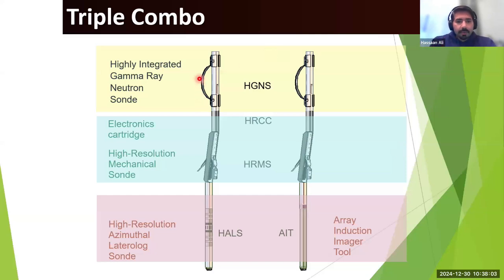For example, this is what we call a triple combo. This has AGNS, which is a highly integrated gamma ray neutron sonde. And then we have the high resolution mechanical sonde, and then we have the azimuthal lateral log sonde. Essentially, all three of these tools, AGNS, HRMS, and HALS, are doing different types of measurements. And when you are doing one wireline run, that means you are lowering your tool one time. You are doing all these measurements in that one particular run. So you don't have to run all of these tools individually. You can just run them as a combo.